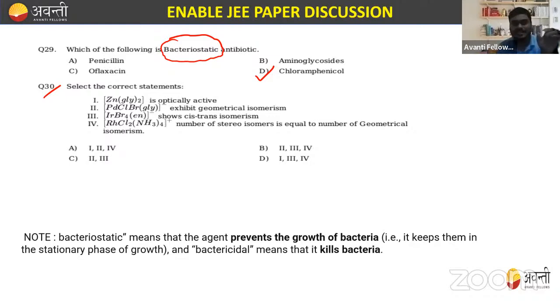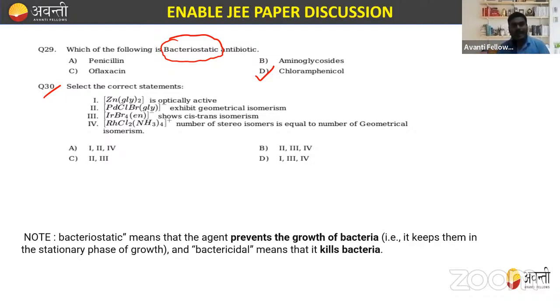Now, in such type of question, first observe the options very carefully. Once you observe the options very carefully, you get to know which is likely to be the correct answer. Okay. Now, let me show. For example, if I'm talking about zinc glide 2 being optically active, yes, it is an optically active compound.